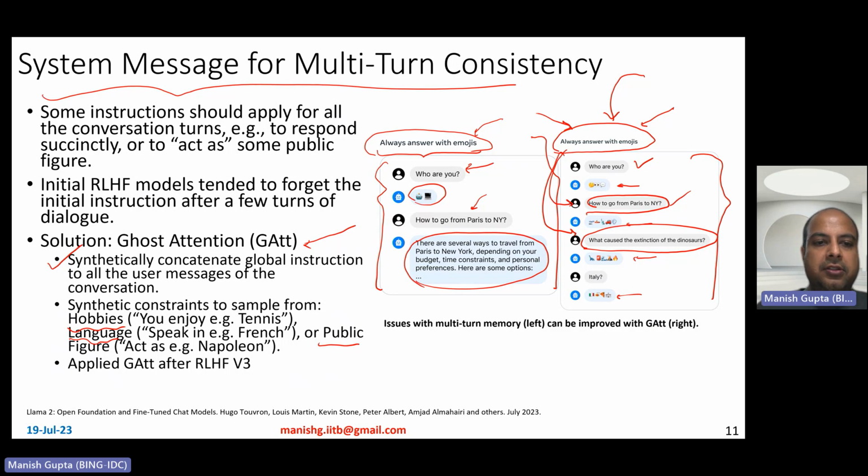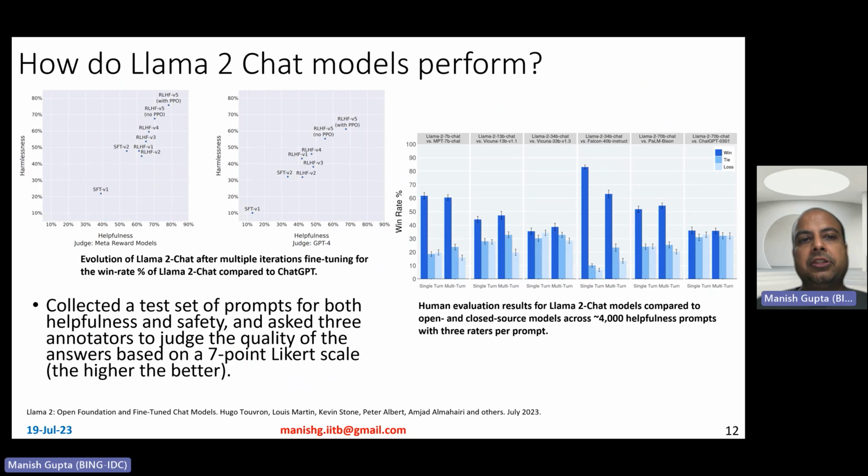Okay. So in their case, they applied this ghost attention after RLHF v3. My thinking is that yes, they would have observed this in RLHF v1 and v2, and then they just tried to repair it from v3 onwards. Right? So now, how do these Llama 2 chat models perform? Now we have understood how they have been trained. So how do they perform, right?